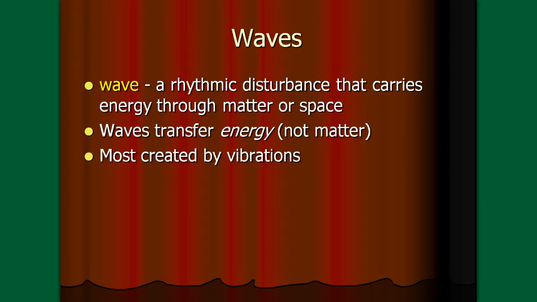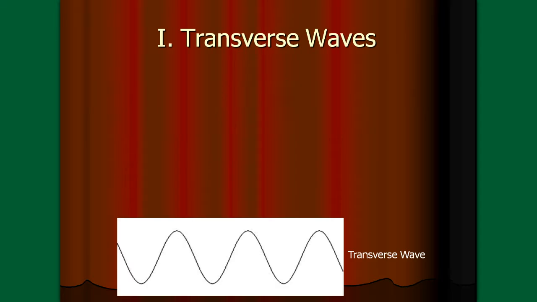Most waves are created by rhythmic vibrations. They could be very slow, they could be very fast. So the frequency can vary, but vibrations are what create most waves, not all the time though. But basically there's two types of waves, and you can see that on your notes. One type is a transverse wave, and the other type is called a compression or a longitudinal wave. And so we're going to talk about both of those very briefly and how they work and what they apply to. So first, a transverse wave.